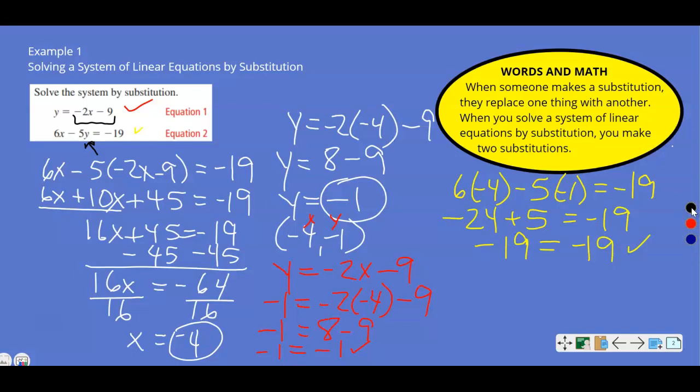So negative 4, negative 1 is our answer. Negative 4, negative 1, that's our answer for this system of equations. We did that using substitution. If you wanted to graph these two equations like in the previous lesson, you would be able to check that as well and see that those cross at negative 4, negative 1.